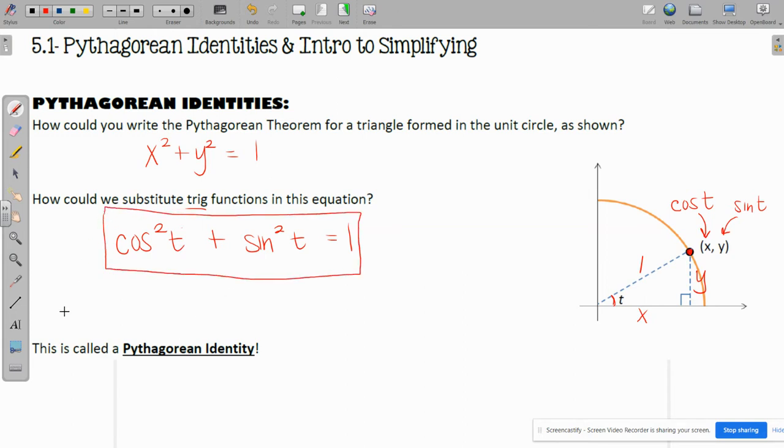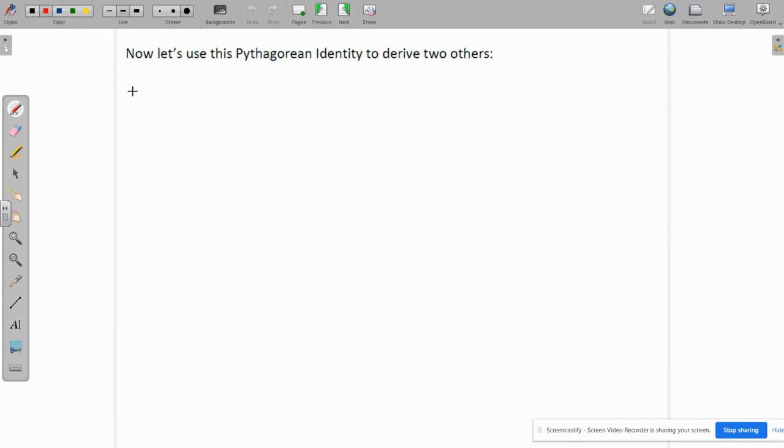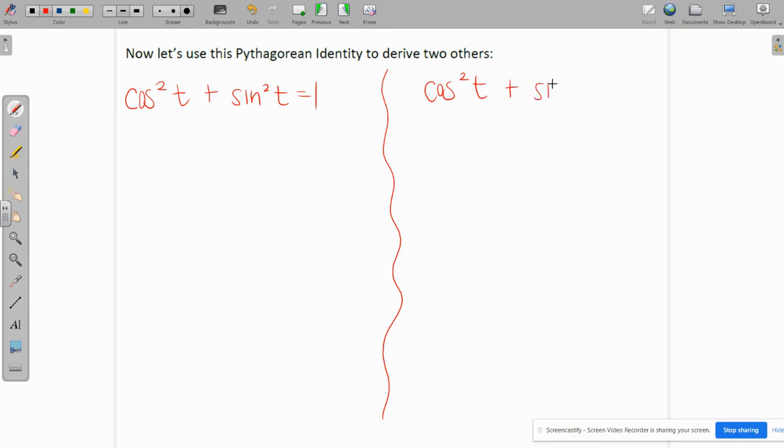There are actually 3 of them, but what's nice is that if you memorize this one, you're able to derive the other 2. So let me show you how we come up with those. If I rewrite what we just found, cosine squared of t plus sine squared of t equals 1. I'm going to write that again one more time. Cosine squared of t plus sine squared of t equals 1. Both of these trig functions we're going to utilize to derive the second and third Pythagorean identities.